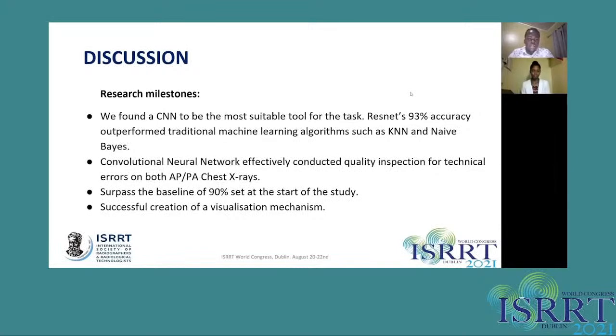We came across several milestones in our research. We found that a convolutional neural network was most suited for the task at hand. Its 93% rate of accuracy outperformed traditional machine learning algorithms, such as k-nearest neighbors and naive Bayes. We also effectively conducted quality inspection for both anterior-posterior and posterior-anterior chest X-rays. We surpassed the calculated baseline of 90% at the beginning of our study, and lastly, we were able to produce a visualization mechanism to assist in future improvements of our model.